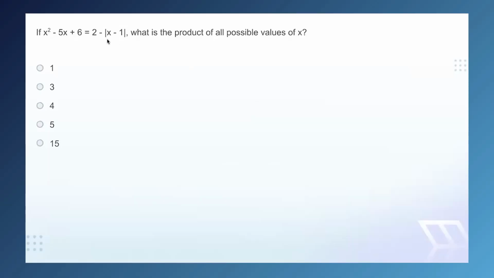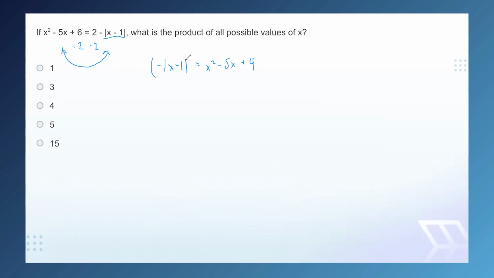All right, this problem has an absolute value. My first move is going to be to isolate it. So I'm going to subtract 2 from both sides. And while I'm at it, I'm going to flip the equation around so that my absolute value is on the left. You don't need to do this, but it's a little easier to read and work with that way. So that's going to give me negative absolute value of x minus 1 equals x squared minus 5x plus 4.